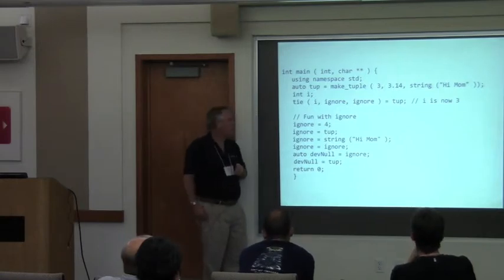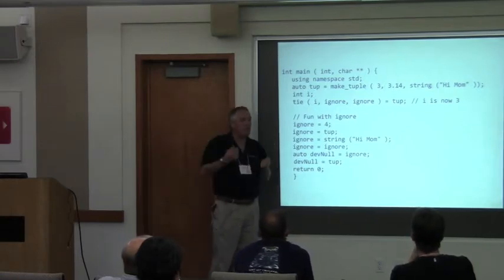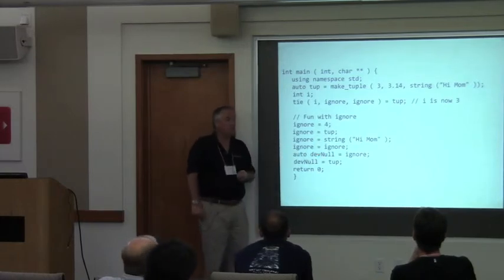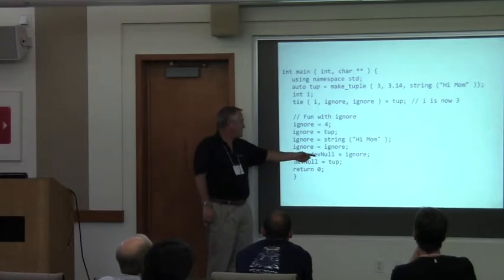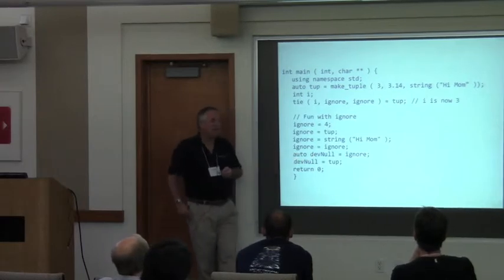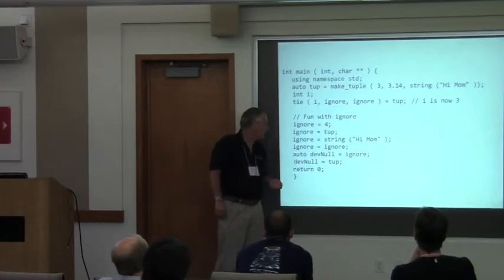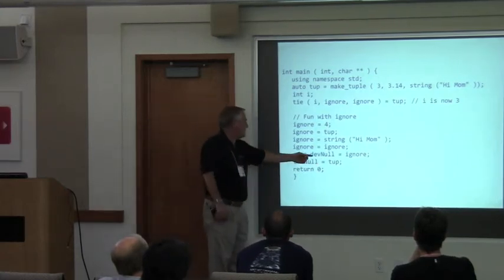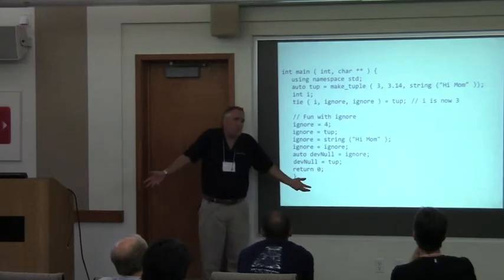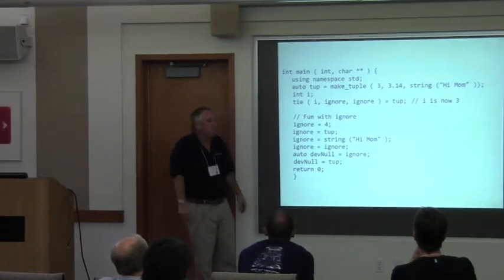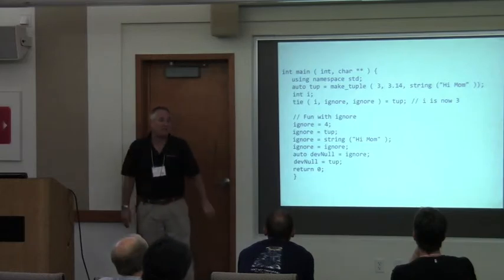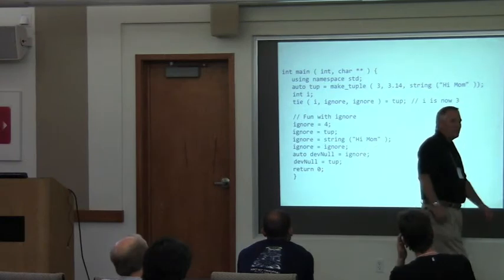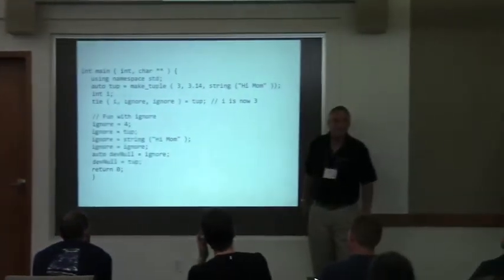Things you can do with std::ignore, since you can assign anything to it. I can assign an int to it. I can assign a tuple to it. A string, I can assign it to itself. I can create another thing of the same type and assign ignore to it, and then assign things to this thing I just created. What's the type of dev null here? It's unspecified. I don't know. The standard specifically says it's an unspecified type. But auto doesn't care. Auto doesn't know anything about the standard. It just says it's the same type as that.